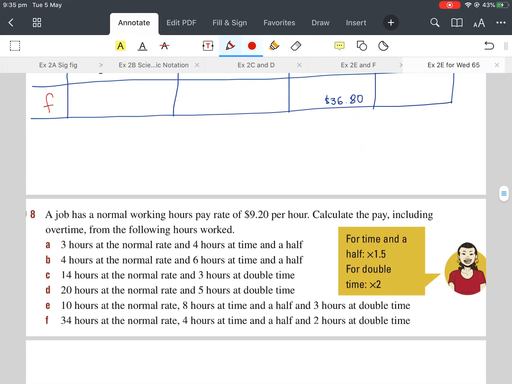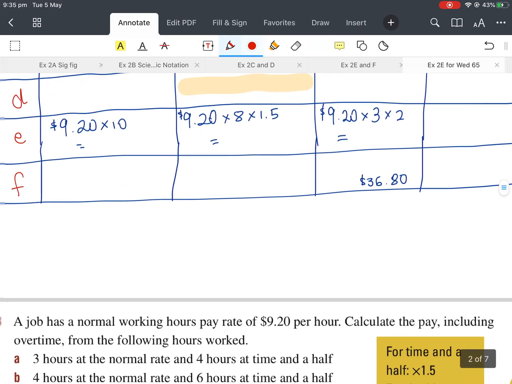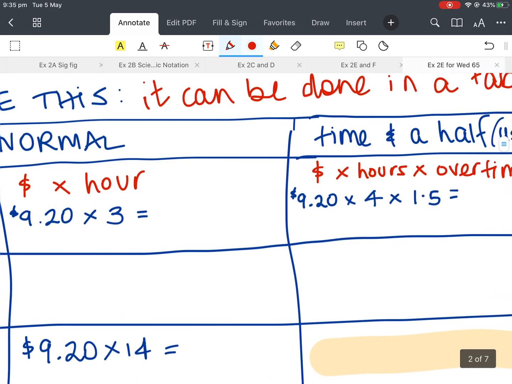All right, here we go. Question 8, I'll read it to you first. It says, a job has a normal working hours pay rate of $9.20 per hour. Calculate the pay, including overtime, from the following hours worked. So I'm going to do A with you. 3 hours at the normal rate and 4 hours at time and a half. So it's $9.20. Hopefully you've noticed I've written $9.20 here and here. That's our wage rate, that's what I earn per hour.